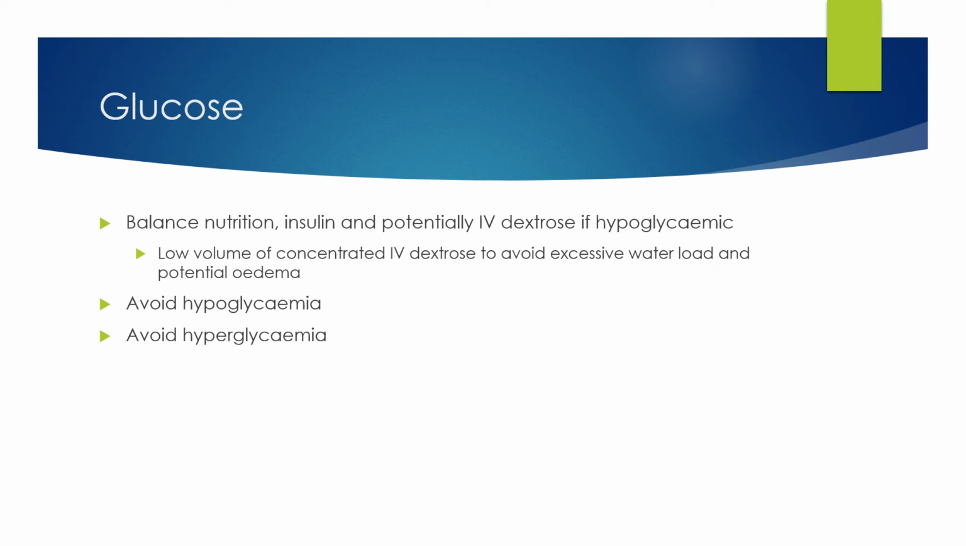We would typically recommend, where I work anyway, using a low volume of a concentrated intravenous dextrose solution rather than high volumes of dilute dextrose to give IV sugar to our patients if necessary. If you give high volumes of dilute dextrose, while you're certainly getting the sugar into the patient and correcting their hypoglycemia, you will be giving them quite a significant water load, which could potentially worsen edema within the brain. It is critically important, as I say, to avoid hypoglycemia, but also to avoid hyperglycemia.